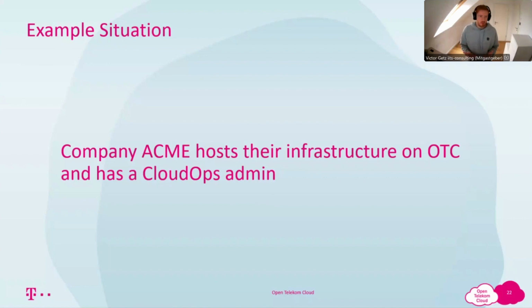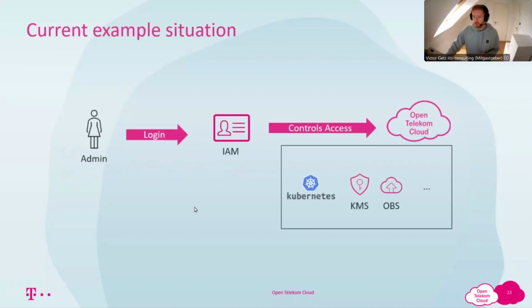So we have an example situation. We have an imaginary company called Acme. It hosts the infrastructure on OTC and has the CloudOps admin. This is like the basics. The CloudOps admin has full access, and he or she builds up the infrastructure. And this looks like this.